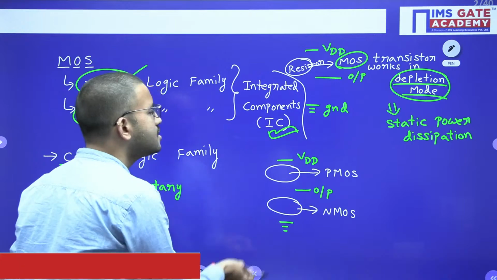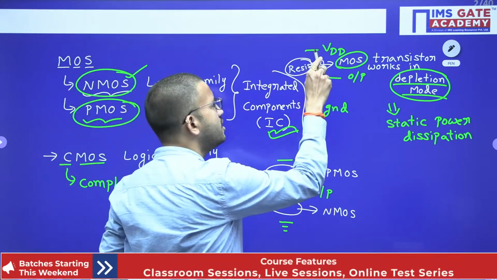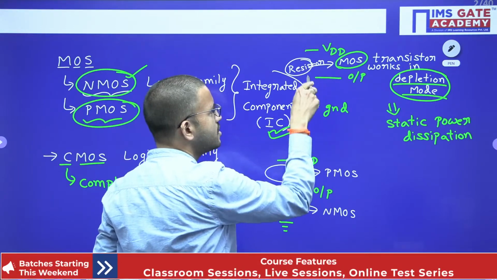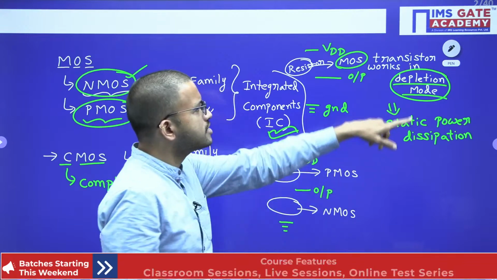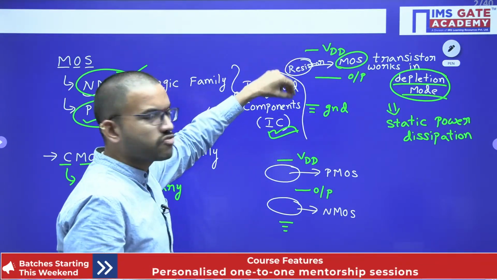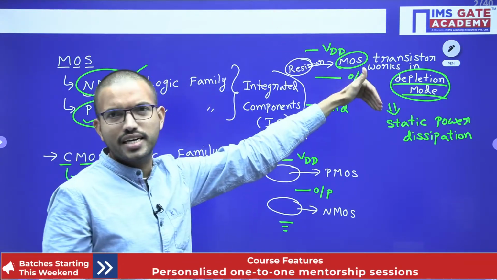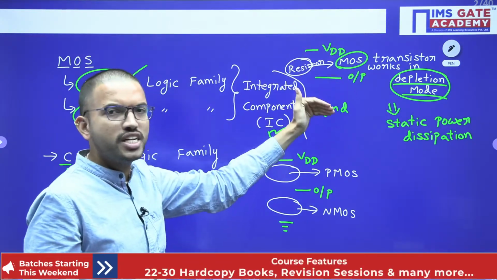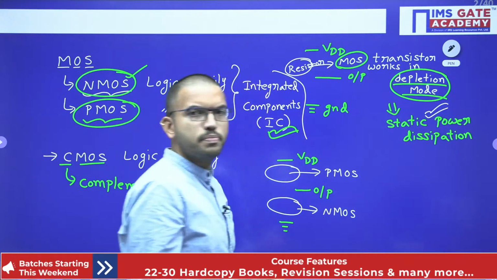So that is the difference between the previous case and this case. Here, between VDD and output we have one MOS transistor working in the depletion mode, because that transistor works as a resistor. In the resistor, if current flows constantly throughout the operation, you get power dissipation, that is called static power dissipation.